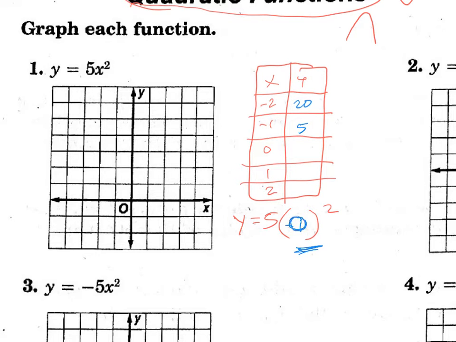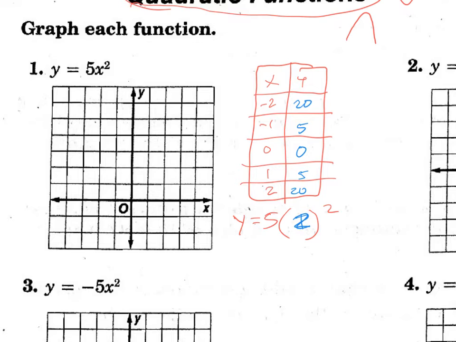What if I put a 0 in there? 0 squared is 0 times 5 is 0, right? And then if I replace it with a 1, a positive 1 this time, I get 1 squared is 1 times 5 is 5. If I put a 2 in there, I get 2 squared is 4 times 5 is 20. All right, so let's graph this thing.